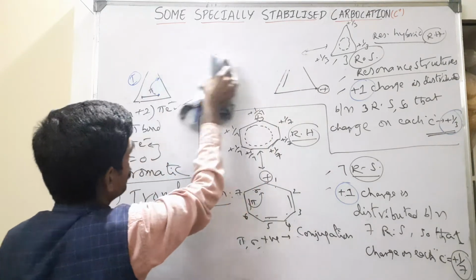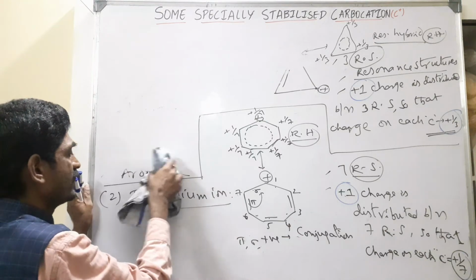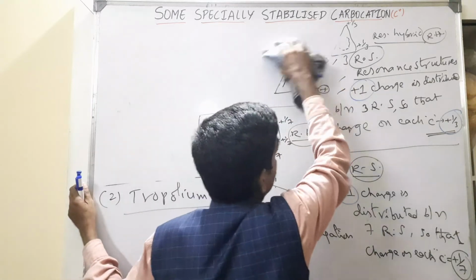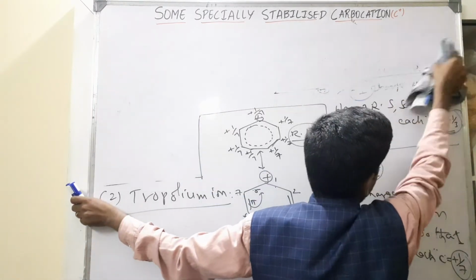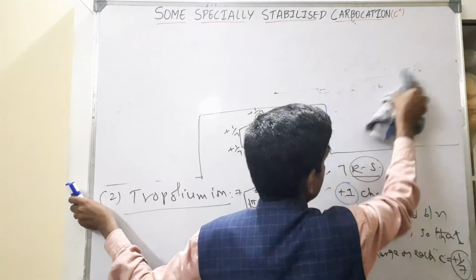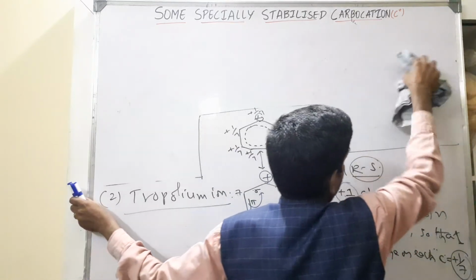We are referring to foreign authors' books. By referring to different books, the complete concept, and to make it easy to understand, I gave all these structures and the resonance hybrid, showing how the charge is distributed on each carbon, right? Then it is a crystal clear concept, so that's why I use the word. Next one now.